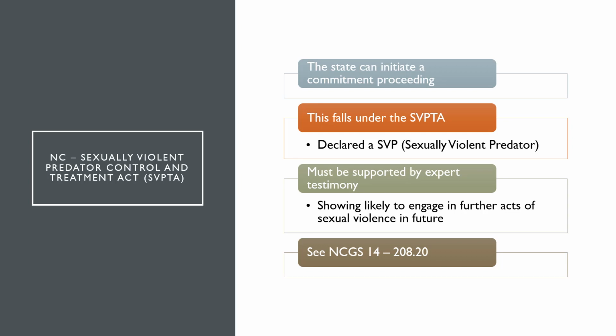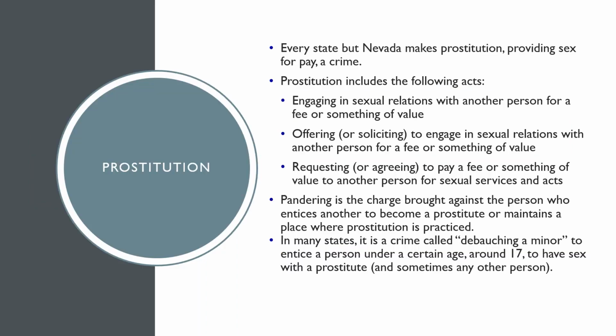All right, let's talk about prostitution a little bit. Every state, but Nevada, makes prostitution a crime. Now, Nevada makes it a crime in certain counties, but there are exemptions. So prostitution includes the following: having sexual relations with another person for a fee or something of value, or soliciting to engage in sexual relations, or requesting. Now, in North Carolina, we tend to use the term assignation.